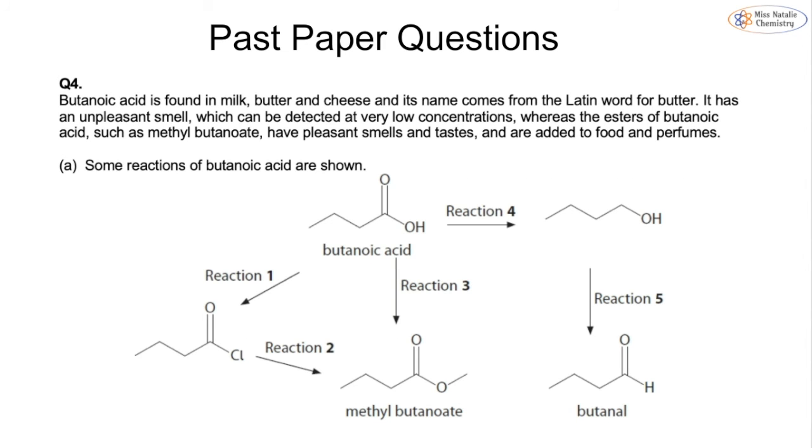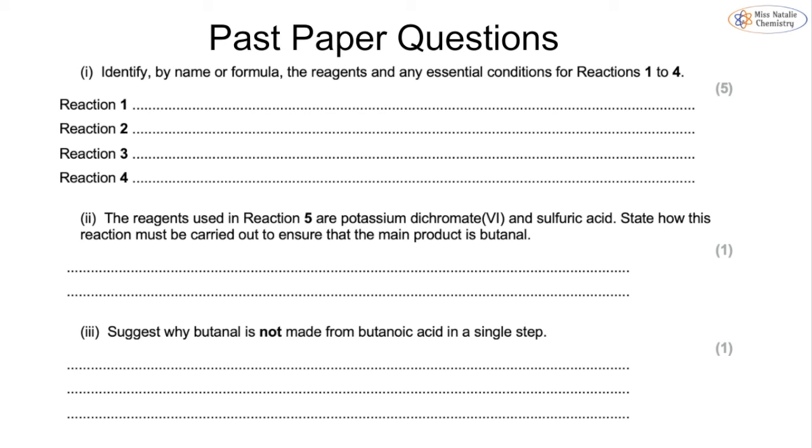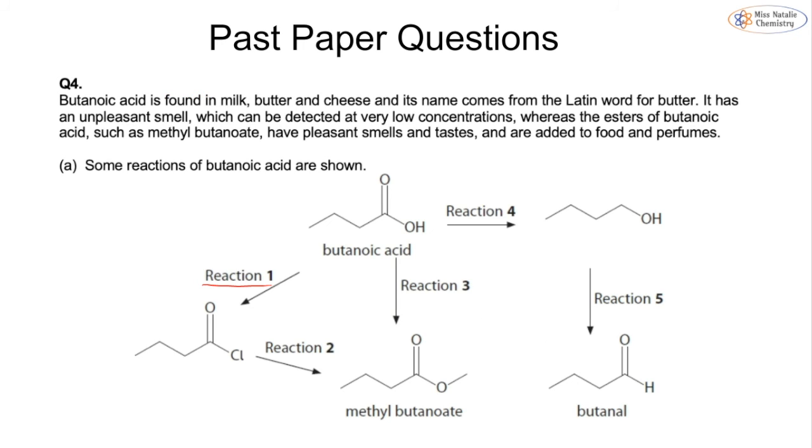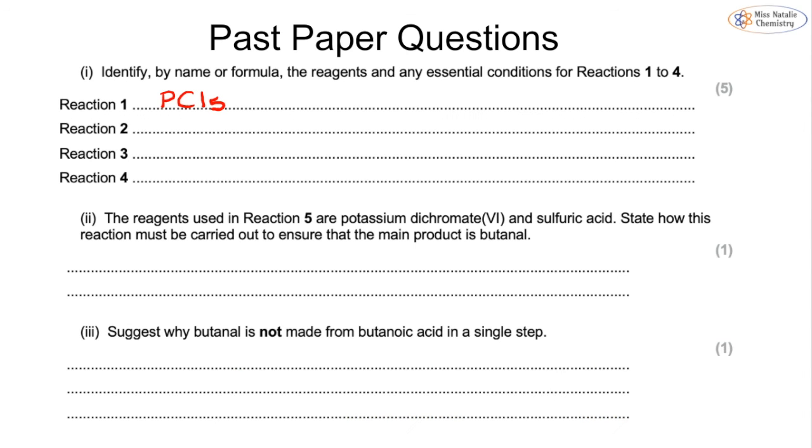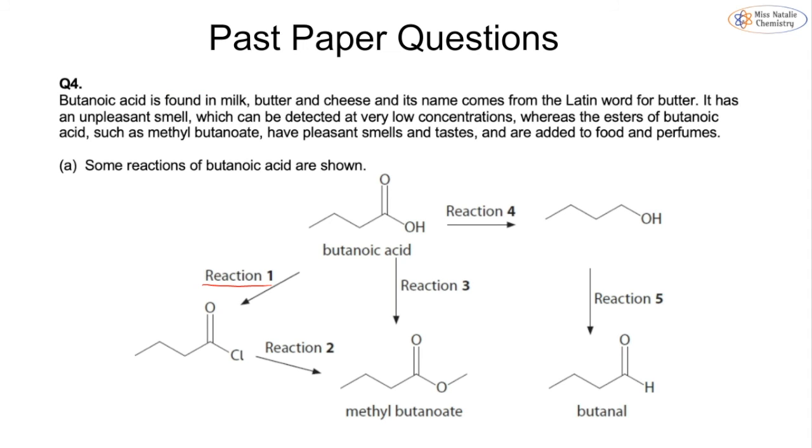So if we go back, first of all, reaction 1 is going from the carboxylic acid to the acyl chloride. Well, we've said quite a few times now that that is going to require PCl5 or phosphorus 5 chloride. Either one would be perfectly acceptable. For reaction 2, we're going from the acyl chloride to an ester. Now, we haven't talked about that just yet, so let's skip that question and we don't need to worry about it. For reaction 3, it's going from the carboxylic acid to the ester.